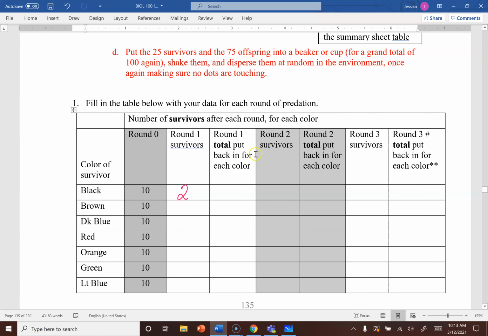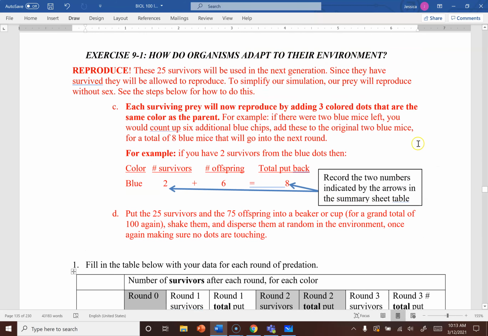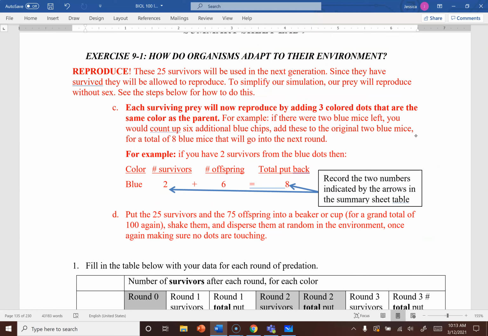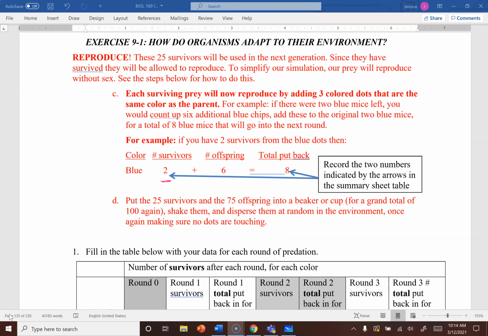Now we're going to let these mice reproduce, and you're going to put back into your next simulation the number of survivors plus their offspring. To figure out the number of offspring, you are going to multiply your number of survivors times 3, because for every survivor, you're adding 3 dots back in.